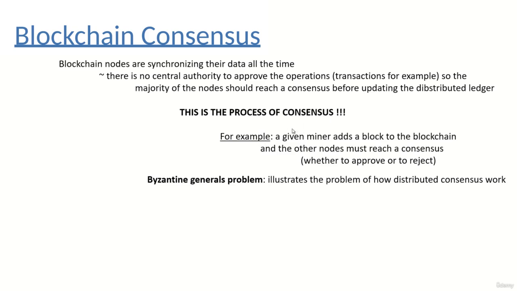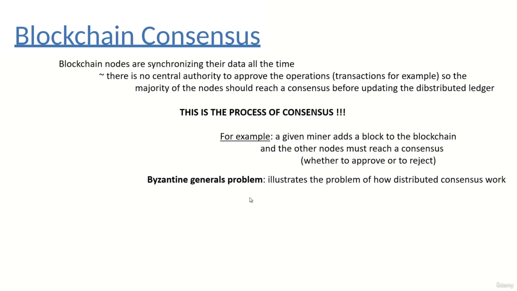For example, when a given miner manages to find the golden hash by tuning the nonce within the block, the miner is able to verify a given transaction and adds the block to the blockchain, the other nodes must reach a consensus whether to approve that given block or not. So this process is called the consensus, and Byzantine generals problem is a good illustration of how distributed consensus works.